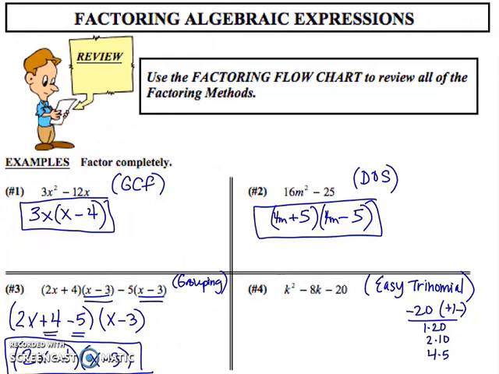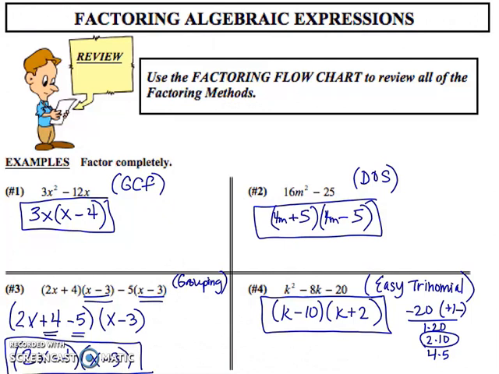Well, if I need a pair that adds to make negative 8, that means it has to be that pair right there. And if I want a negative 8, then it's going to have to be a negative 10 and a positive 2. And we're done. No factoring by grouping required.